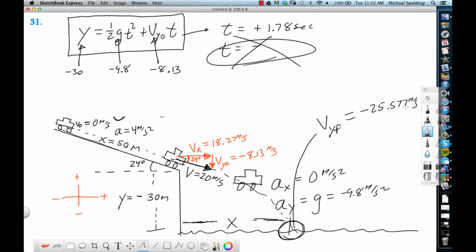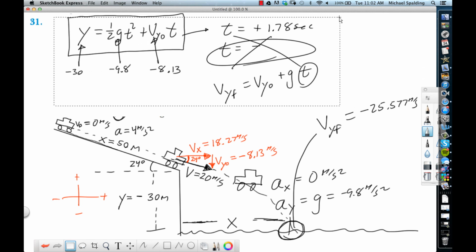I'm not showing the work here because I only have a couple minutes. But look, you get that. Once you know Vy final, then you can go Vy final equals Vy initial plus GT, and then the only thing missing is T, right? And then you'll get 1.78. So you can always avoid the quadratic, okay? All right, so now that we know time in the air, so that was part B. Find time in the air, 1.78.